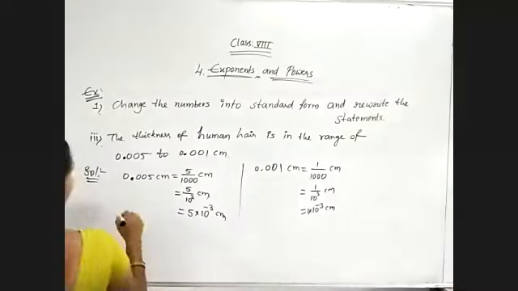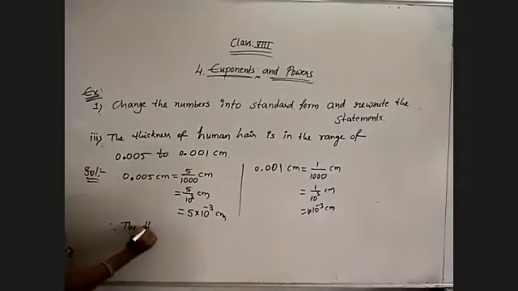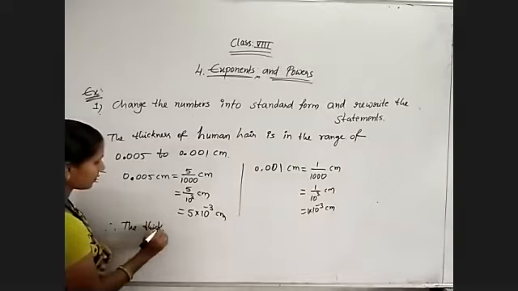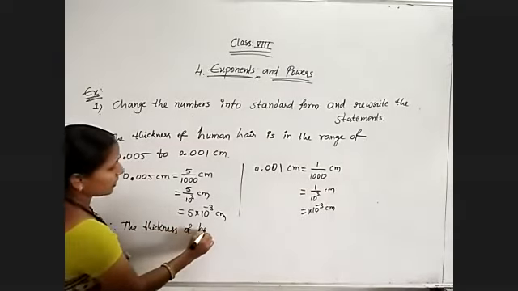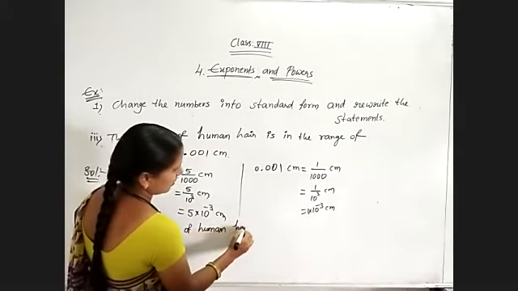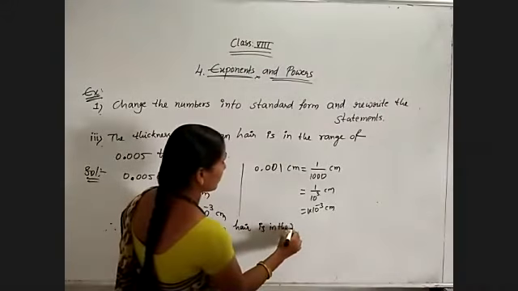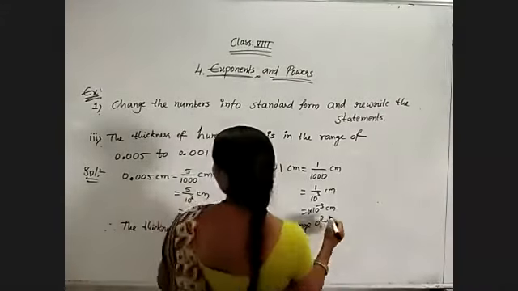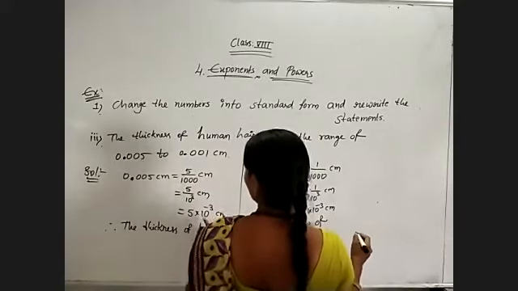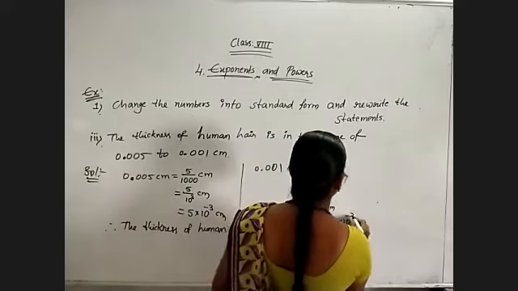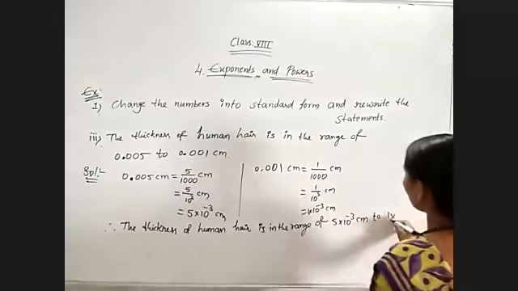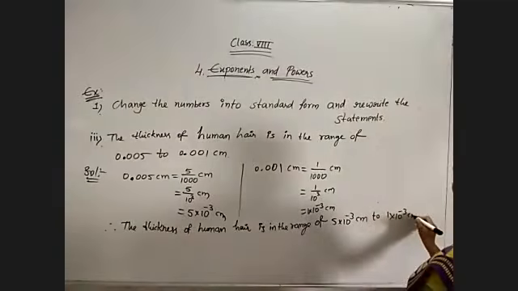Now write the statement. Therefore, the thickness of human hair is in the range of 0.005 centimeters, that is 5 into 10 power minus 3 centimeters, to 1 into 10 power minus 3 centimeters. It is a range given, not an exact value. Whenever you get decimal values, remember that you will get a negative exponent.